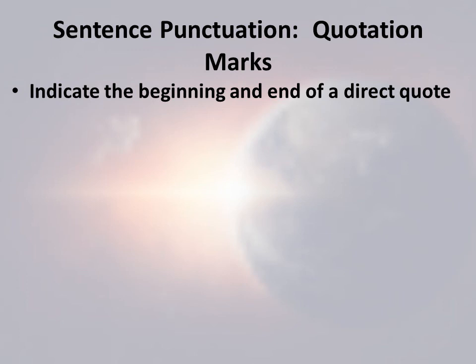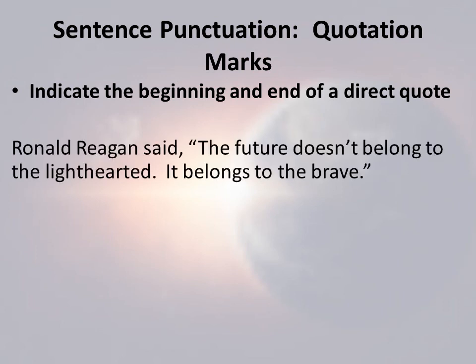And we have quotation marks. Quotation marks indicate the beginning and end of a direct quote. Look at this sentence. Ronald Reagan said, "The future doesn't belong to the light-hearted. It belongs to the brave." Notice that after the word said, I have a comma, and then because this is actually what he said, I have quotation marks. At the beginning, "the future doesn't belong," and then at the end, "to the brave," period, end quotation marks.